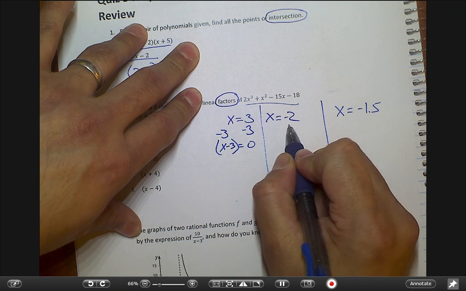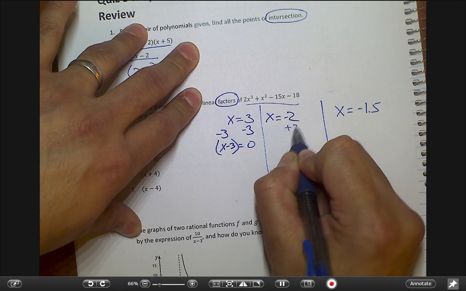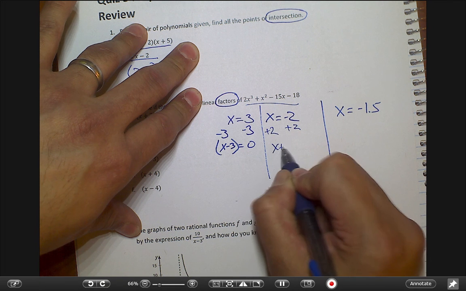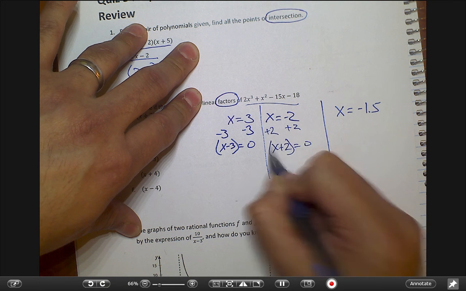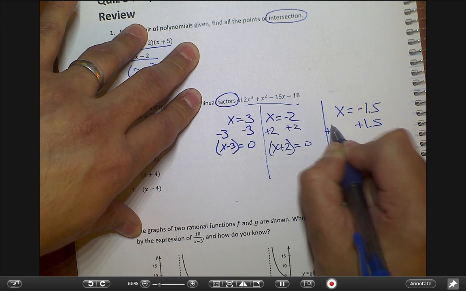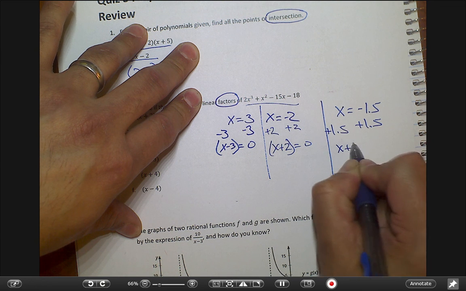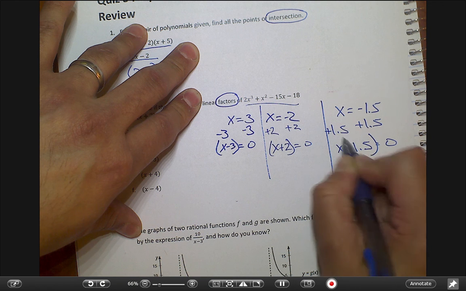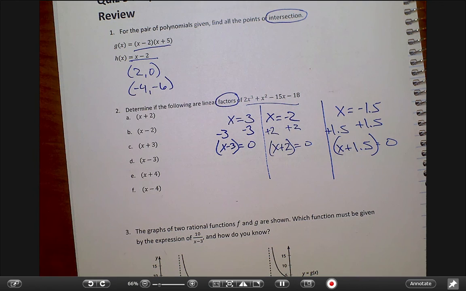Big brain. Right here. Plus 2. Add 2. X plus 2 equals 0. That's my factor. Plus 1.5. X plus 1.5. There's your factor. Super easy, right? Your calculator could do almost everything for you. You just need to know certain things. You need to know that factors equal 0 here, right?